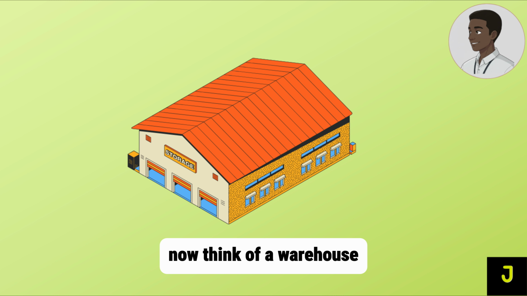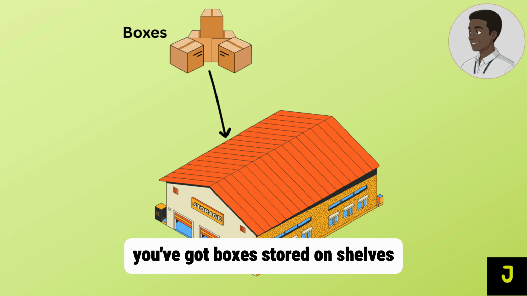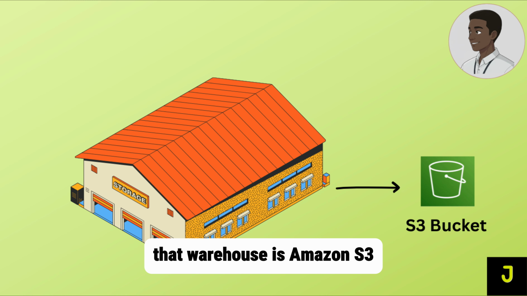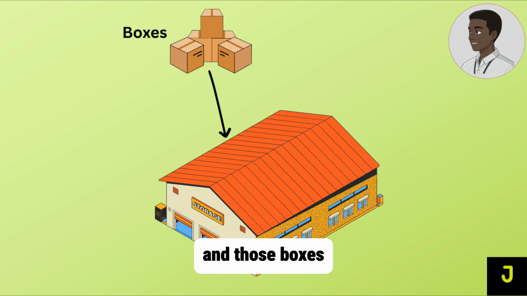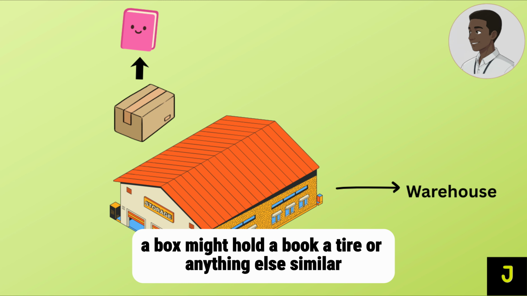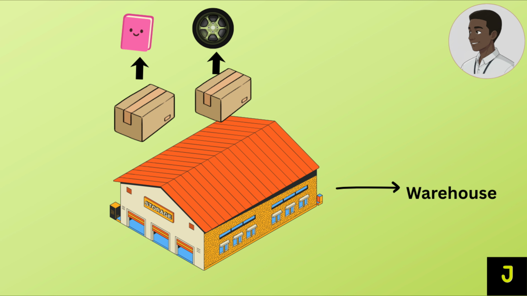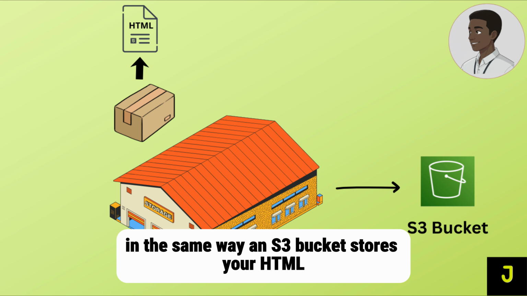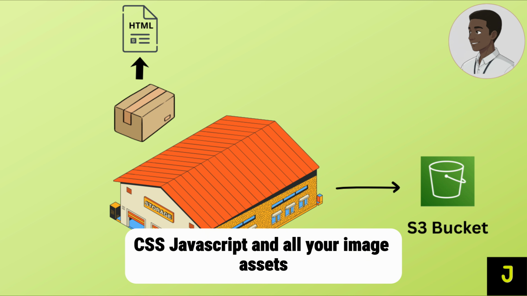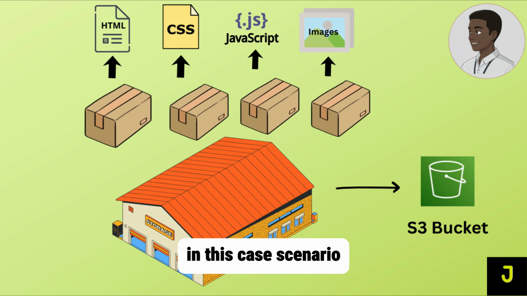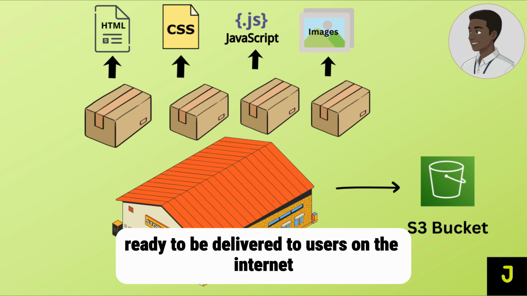Now, think of a warehouse. Inside that warehouse, you've got boxes stored on shelves. That warehouse is Amazon S3. And those boxes? They contain your files. A box might hold a book, a tire, or anything else similar. In the same way, an S3 bucket stores your HTML, CSS, JavaScript, and all your image assets in this case scenario, ready to be delivered to users on the internet.